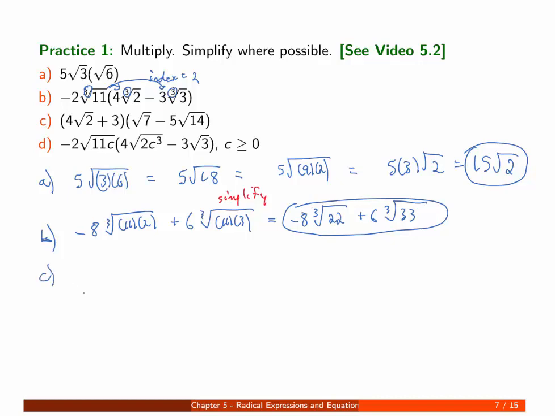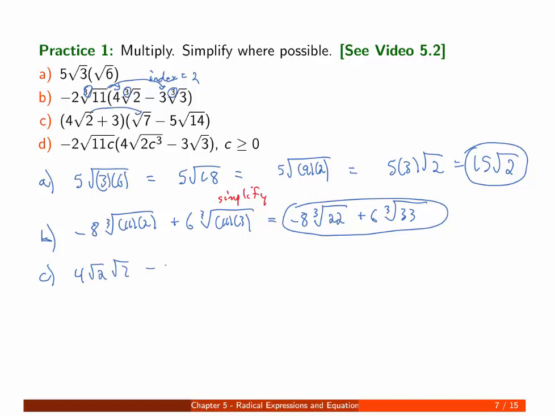Now let's go to C, sorry. In this one, you have 2 binomials multiplied. The only option here is to distribute, okay? Distribute these in. So we have 4 times root 2, and I'm going to show my work, times root 7. That would be the first term.